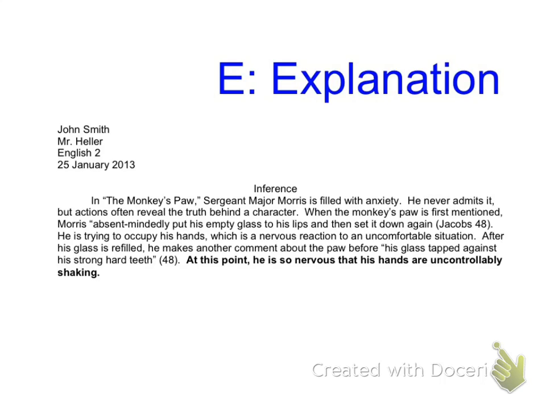Like the previous E, this is the opportunity to offer my interpretation of the link and use that interpretation to prove the inference. At this point, he is so nervous that his hands are uncontrollably shaking. Here is the second L. Here is the E that explains that L, and together they prove the inference.